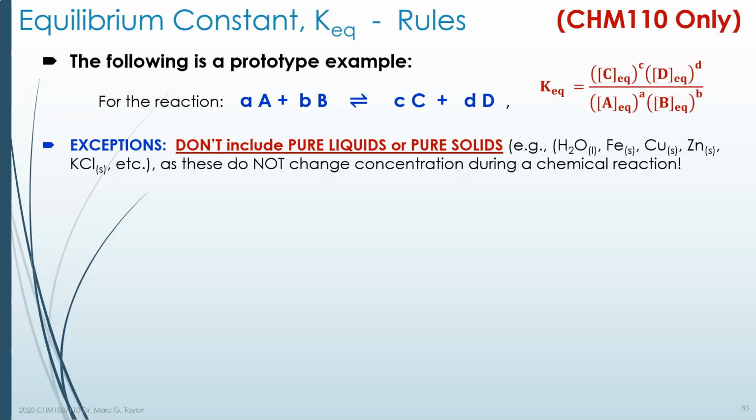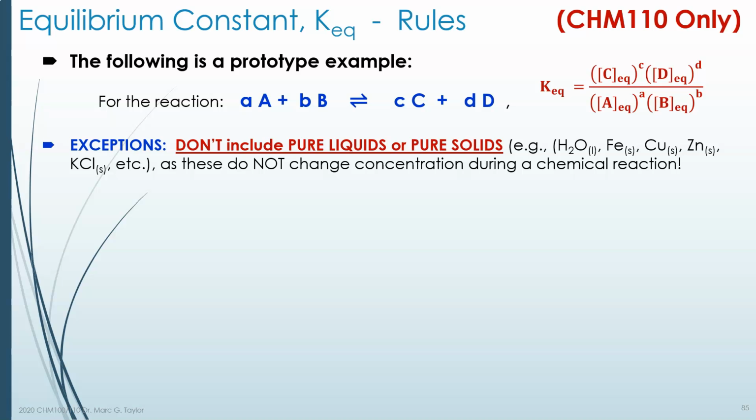But there's another rule we have to throw in here. It's another rule to remember, but it actually simplifies your equations. And the rule is this: you never include pure liquids or pure solids in your equilibrium constant mathematical expression. So pure liquids like pure water, pure solids like iron, copper, zinc.